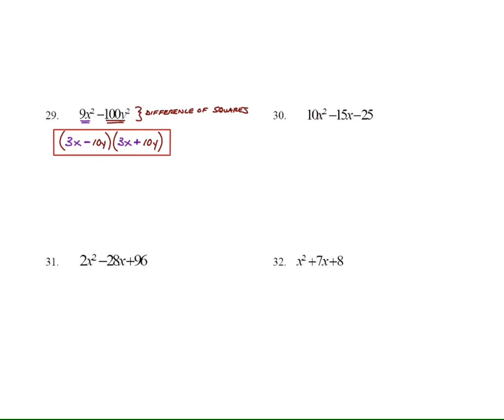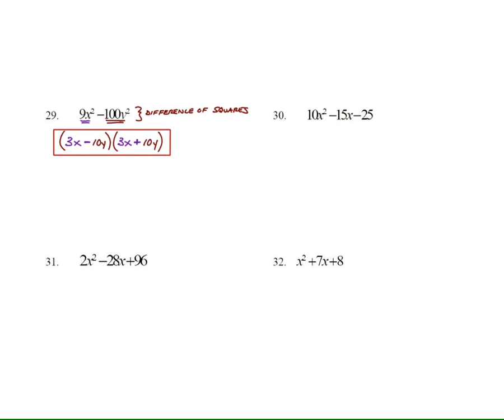If you multiplied them out, the reason they have a different sign in the middle of each binomial is it would make the middle term drop out, leaving me with just 9x squared and negative 100y squared. So you can check that multiplication if you want, but that is a difference of two squares, and the factoring is exactly like that. Number 30, first check for greatest common factor.